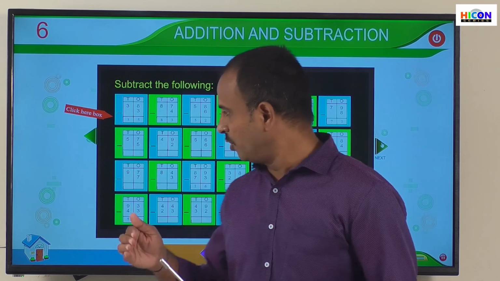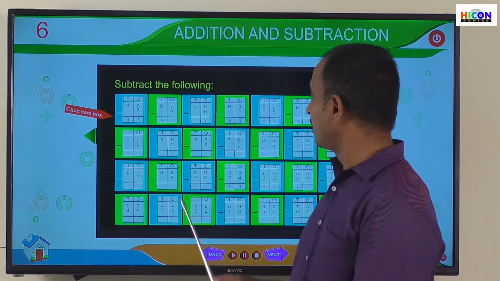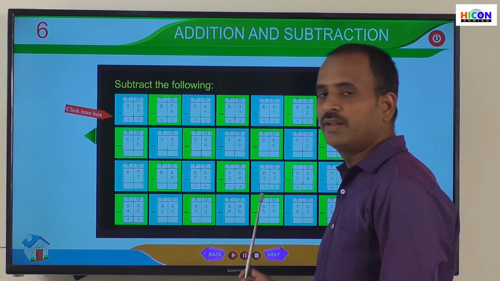So children, these are the problems on subtraction of 2-digit numbers. And there are some more problems here, and practice the remaining problems as homework at your home.